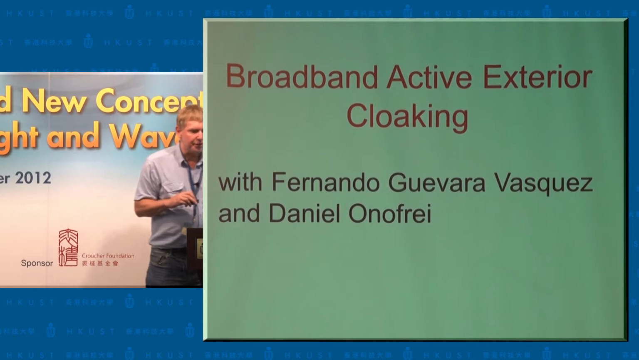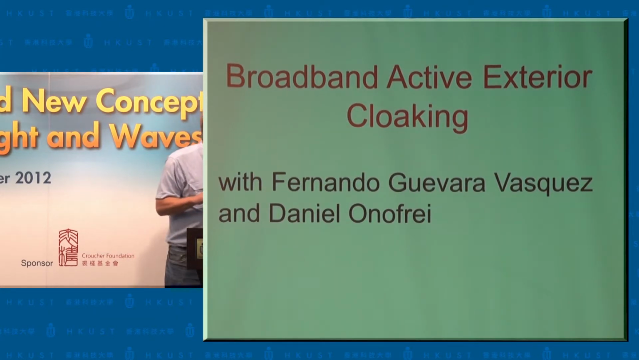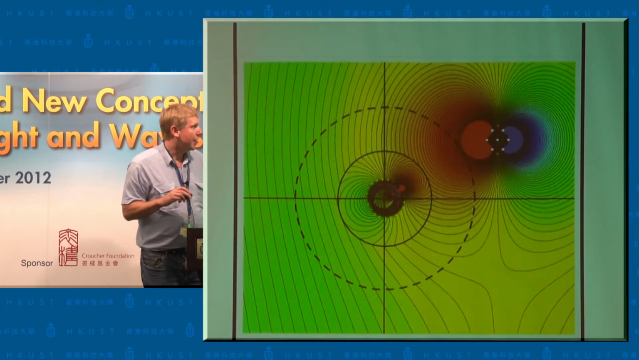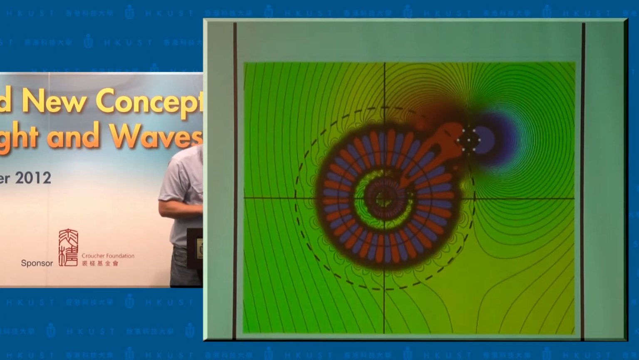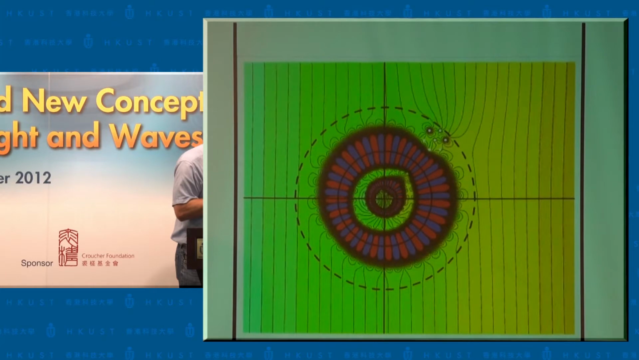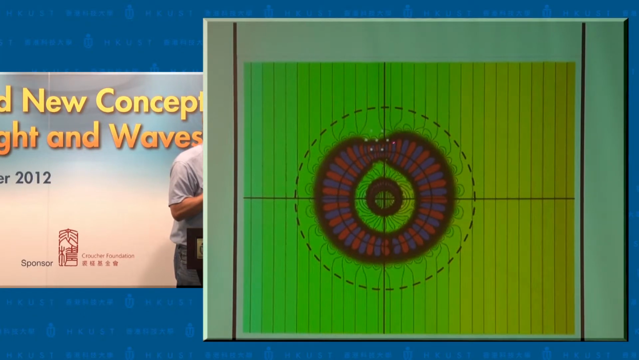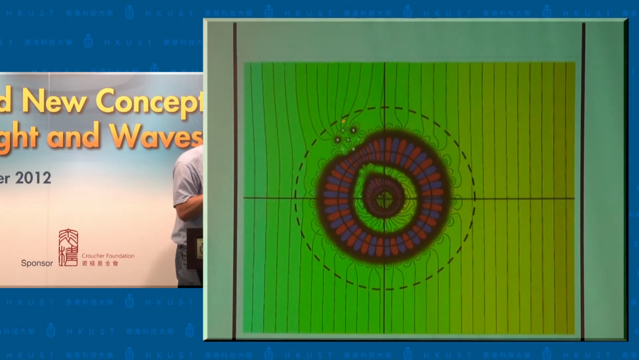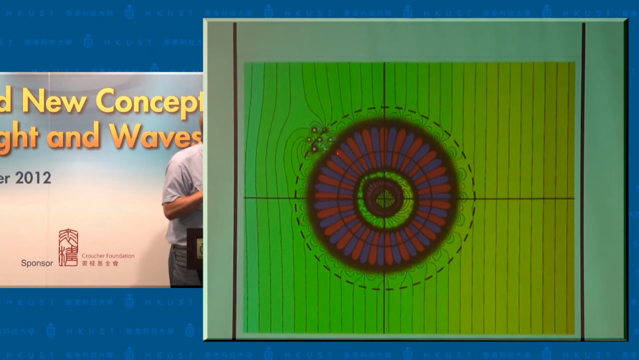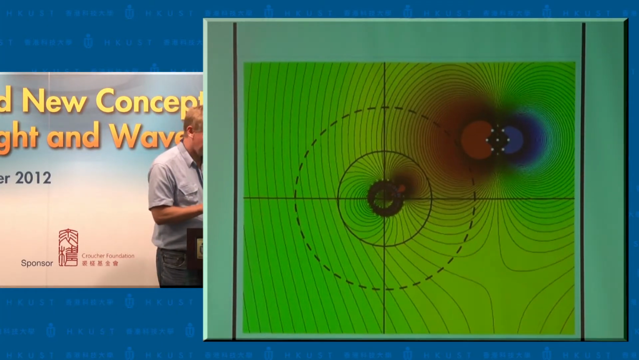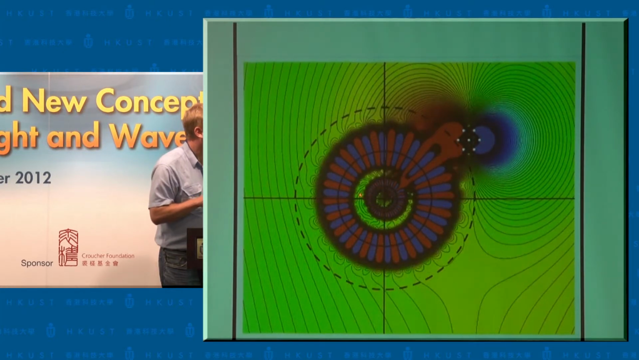So I just wanted to finish by talking about broadband active exterior cloaking, and this was modeled on work that I did with Ross McFedrin, Nikolai Nikolaevich and Lindsay Botten on cloaking caused by superlenses. And here we've got a set of polarizable dipoles near the superlens, and the dashed region is the cloaking region. And what's interesting in this example is that the cloaking region is exterior to the cloaked object. So this is the cloaking region, and it's outside the cloaked object.